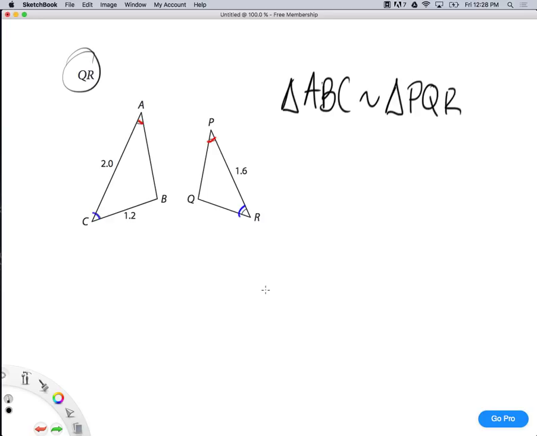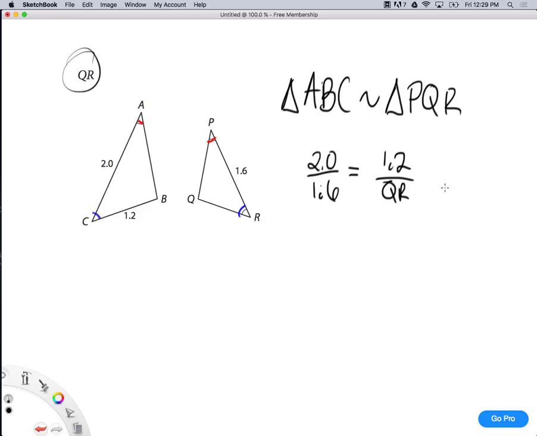So how do I find QR? That's the question. Well, I know the ratios between corresponding sides are the same for two similar triangles. What does that mean? Well, I compare the side between the red and the blue angle, which is 2.0, over the one here in this triangle, which is 1.6. The ratio between those two is the same as the ratio between these two sides. So it would be 1.2 over QR.